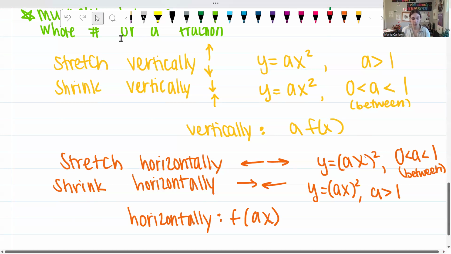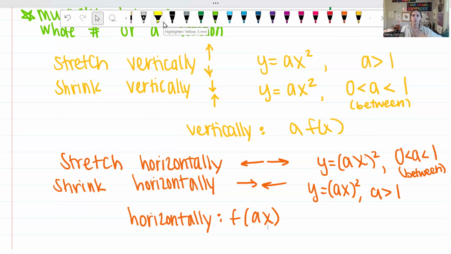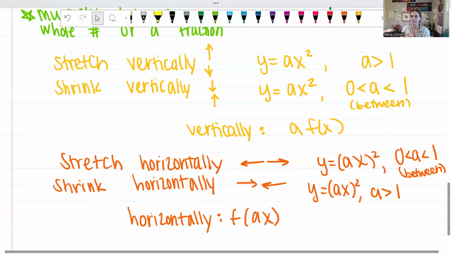Okay, so in my next video, I'm going to go through some examples with this. So please finish writing all of this down, kind of soak it in, and then write down the examples in the next video.